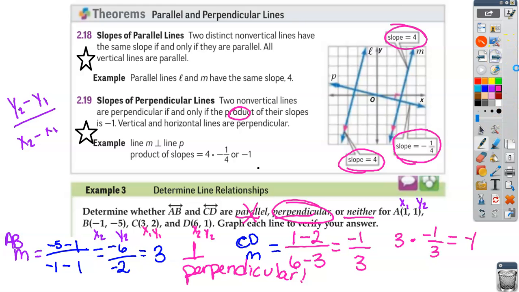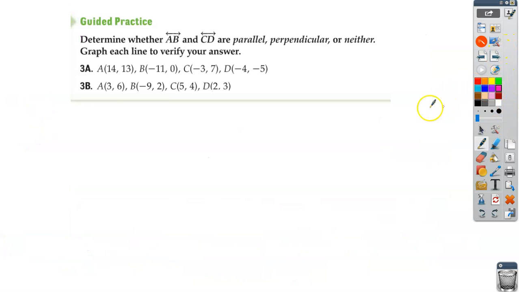Okay, let's do another example. We've got a couple. Let's just choose one. I choose the second one. We're going to do this one. We need to, again, determine if they're parallel, perpendicular, or neither. So let's do the AB slope first. So, x1, y1, x2, y2. Let me rewrite the equation up here again.